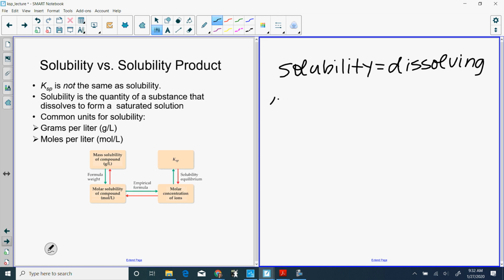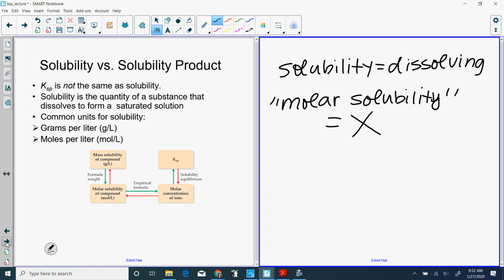The words they're going to say is molar solubility. Molar solubility is X. When we do an ice table and we have to solve for X, molar solubility is the words for X. So when we do our KSP and we're solving for X, we're actually solving for molar solubility. It's going to be in moles per liter, which is molarity.